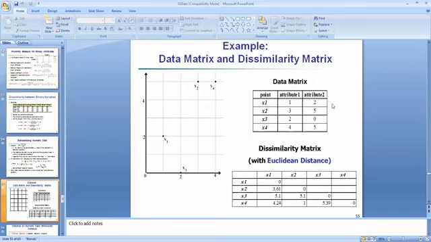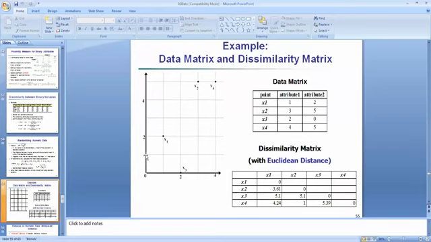Again, attribute 2 is there. The second attribute for x1 is 2, for x2 it is 5, for x3 it is 0, and for x4 it is 5. So these are the data matrix for every point. Here 4 points are there: x1, x2, x3, and x4, and each has 2 attributes, attribute 1 and attribute 2.